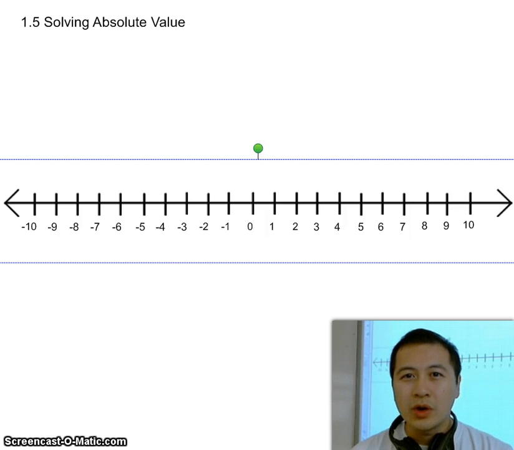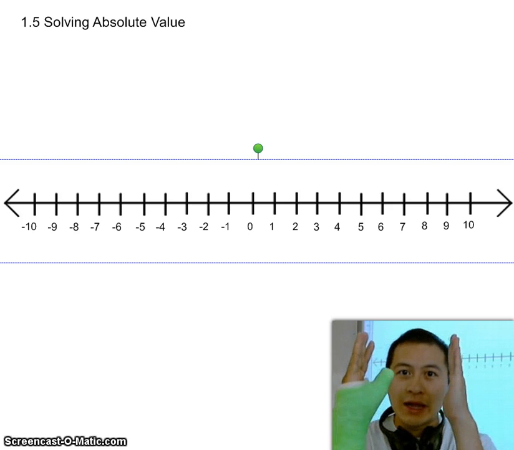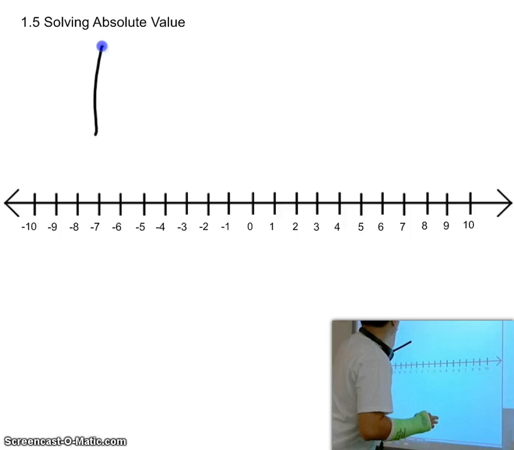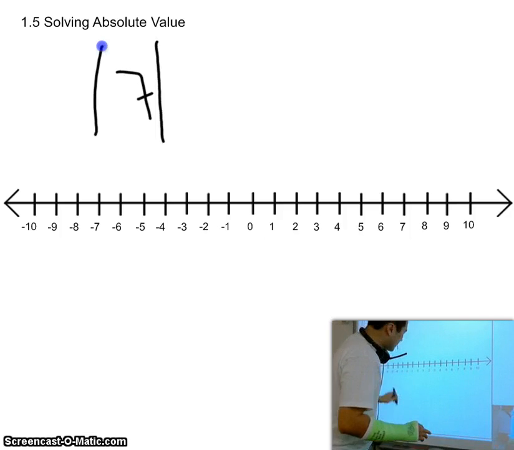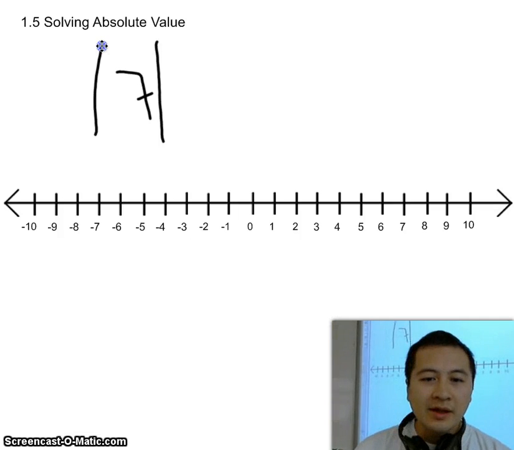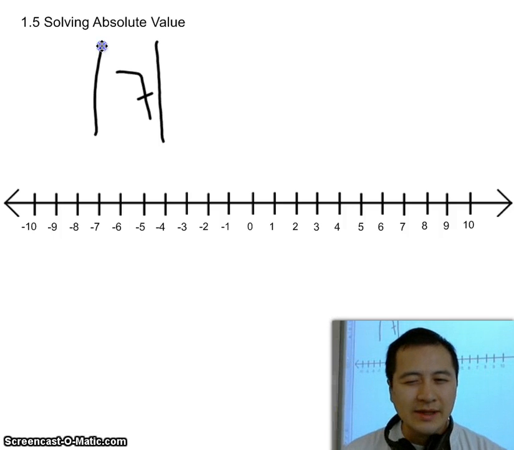A lot of people have heard about absolute value before, probably seen it. You guys know what it is. It's just two lines that look like this, basically. And usually with absolute value, there's a number inside. So the absolute value of 7 is positive 7. The absolute value of negative 7 is positive 7. So absolute value kind of makes everything positive.